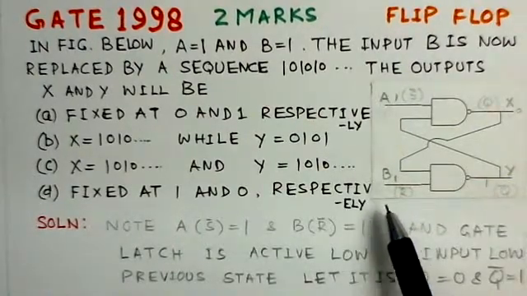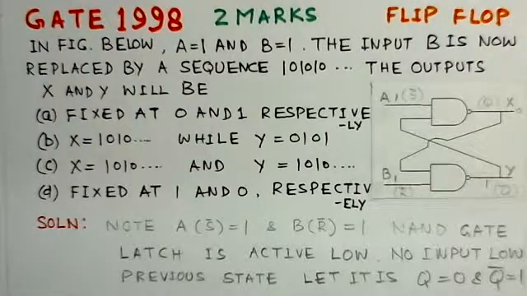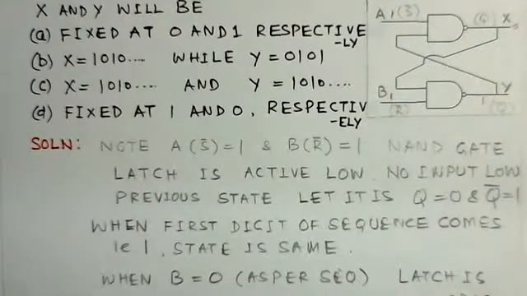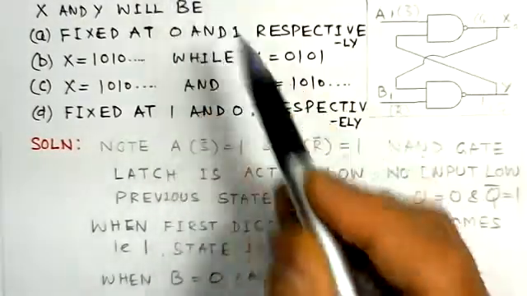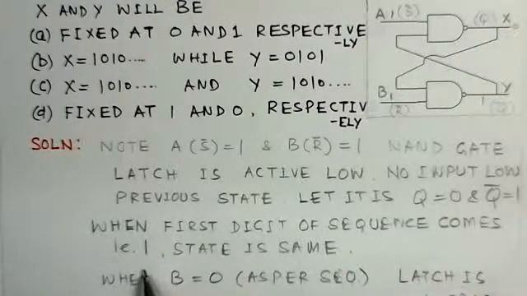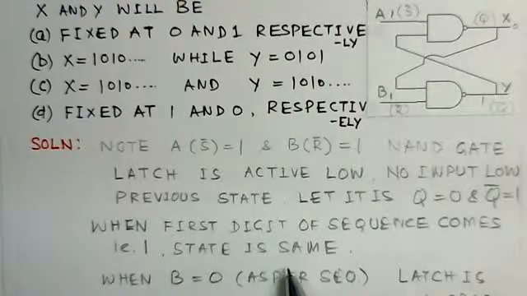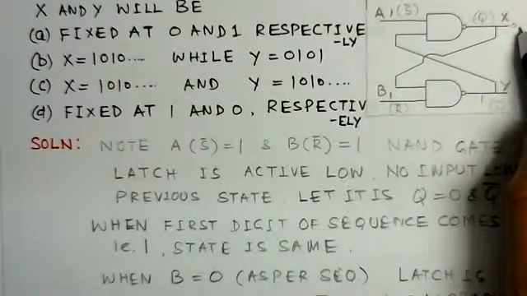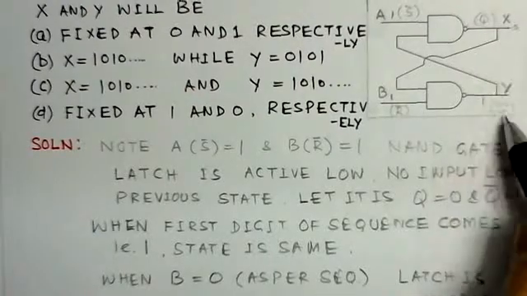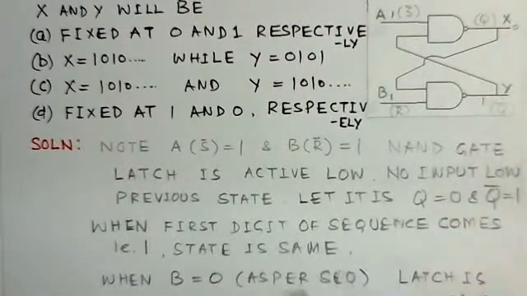Now we'll see the other condition. We can see here when we apply one input as A equals to 1, and the first digit of the sequence is 1 here. So again both A and B will be 1, the state will remain the same, it will not change. And the state would be the same, like this is a reset state. This Q is 0 and Q bar is 1.